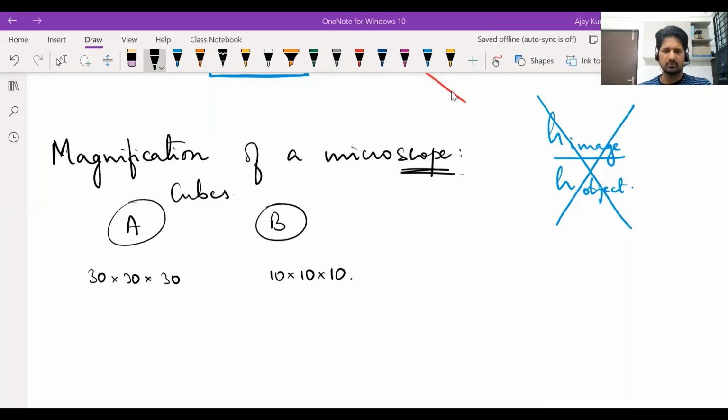These are the dimensions of these cubes or boxes. One is a 30 by 30 by 30 box, the other is a 10 by 10 by 10 box. Suppose these two boxes are present in space somewhere. Just because A has bigger dimensions than B, these are their original dimensions, does it mean A will always appear bigger than B? That is my question. Rishi, what do you think?